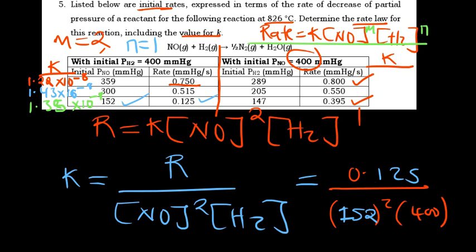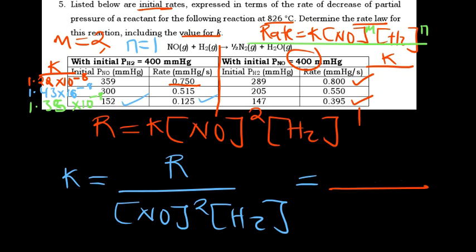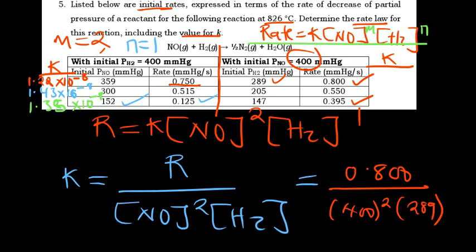If we cross to the other side and begin doing the same, what you'll notice is that things will swap. What will become constant is now the nitrogen, which is 400 squared, and then everything else will be changing. On top, the rate for the first one was 0.800, and the hydrogen partial pressure was 289. So 0.800 divided by 400 squared times 289. I'm getting a value of 1.73 times 10 to the power negative 8.